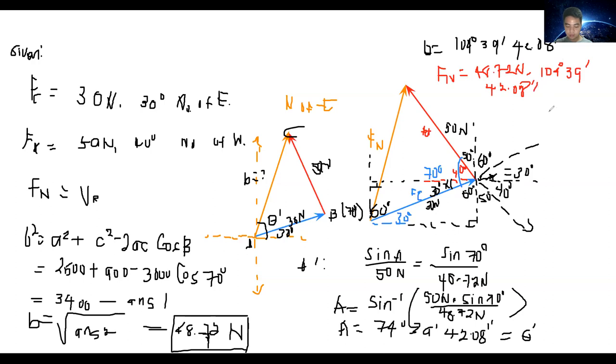0.08 seconds. Okay, north of east. Okay, see? That is our result vector. This will be the final answer.